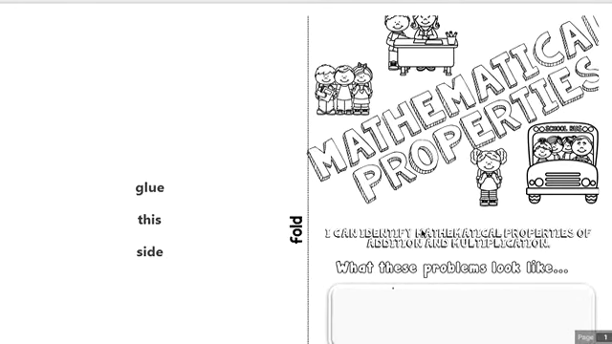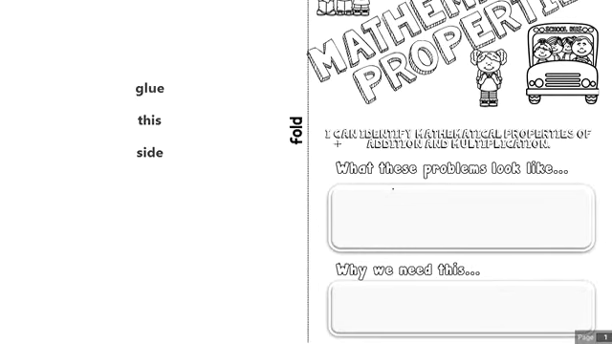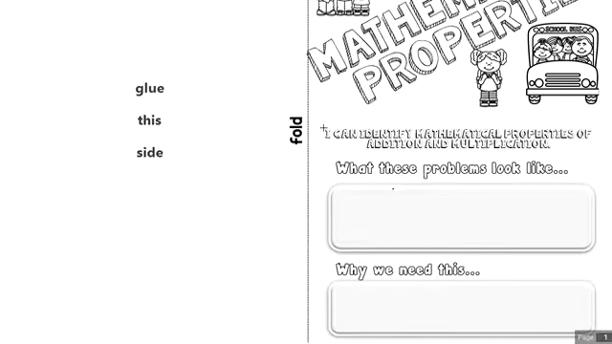So in the middle of our notes, you can see here that we're going to talk about our essential goal for the day. And our essential goal for the day is, can we identify mathematical properties of addition and multiplication? And I'm going to go ahead and highlight these because they're pretty important. I just want to be able to identify mathematical properties of addition and multiplication.